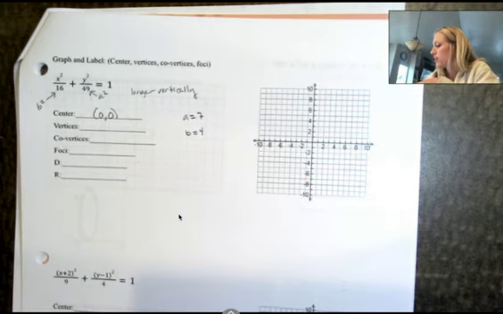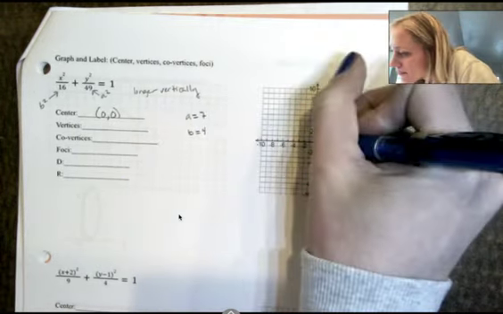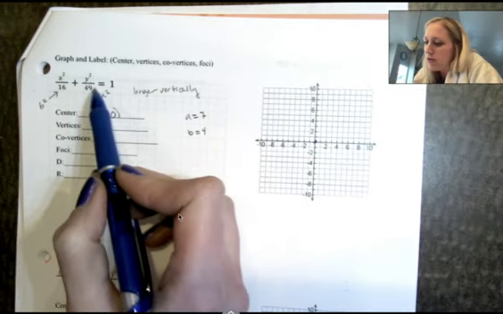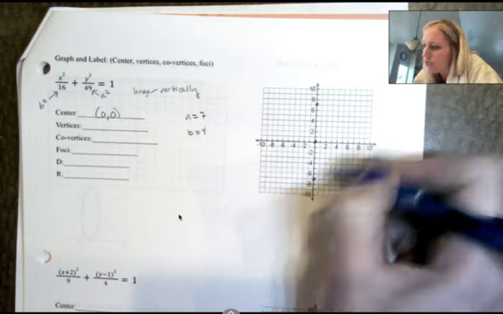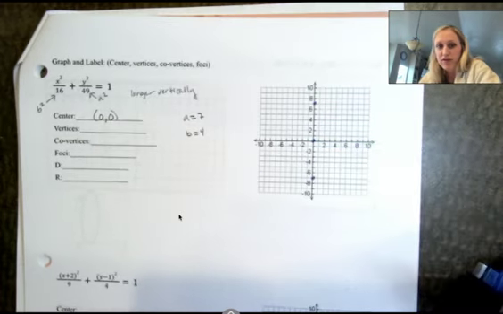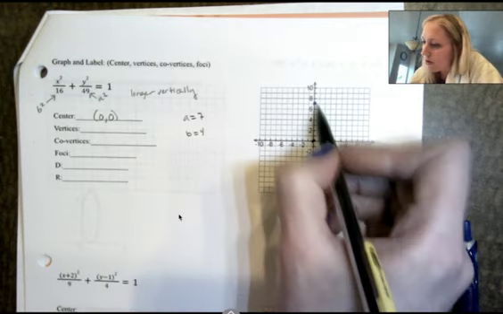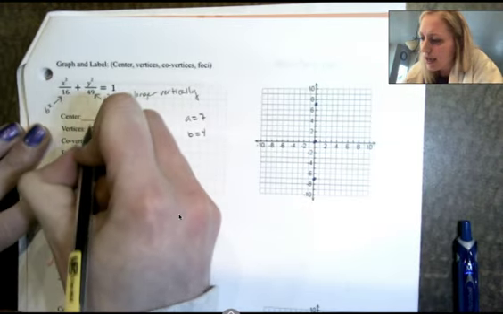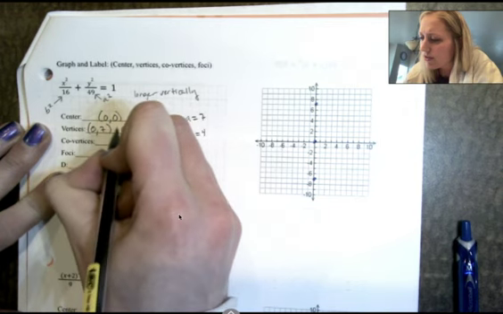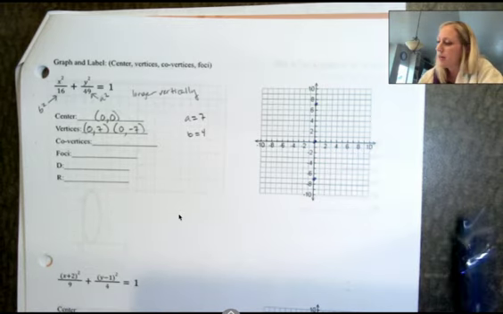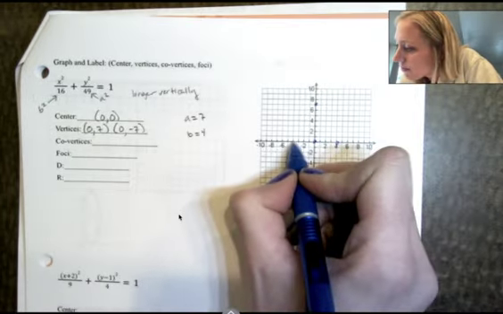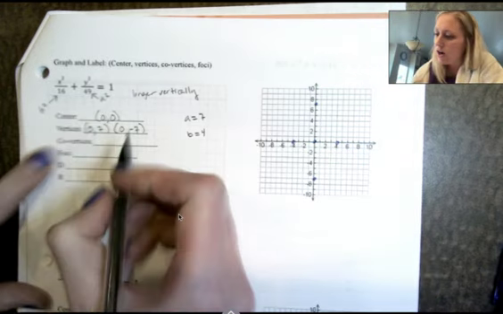Okay, so what that means is when I graph my center at 0, 0, if I know it's oriented vertically, I'm going to go up from here, 7, and down from here, 7. So those are my vertices, okay? So we have 0, 7, and 0, negative 7 are my two vertices. Okay, co-vertices I get by using B. So I'm going to go out this direction, 4 and 4.